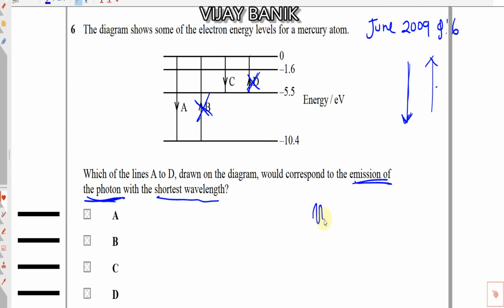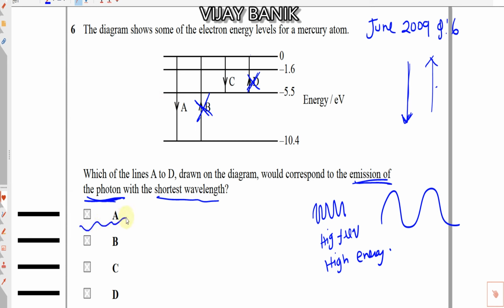Remember, shortest wavelength means high frequency, and high frequency means high energy. Now, out of these, which one will give you a high energy? It's going to be A.